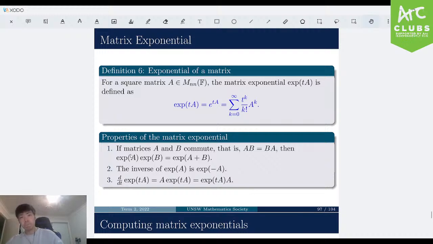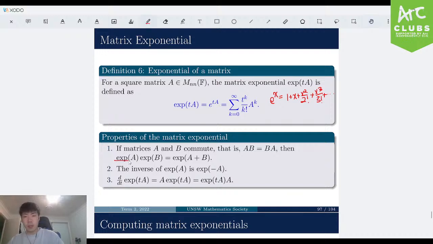Okay. So firstly, we define the exponential of a matrix as just being the Taylor series expansion. Recall, usually when you have e to the power of x, it's going to be 1 plus x plus x squared on 2 factorial plus x cubed on 3 factorial, and so on. For e to the power of tA, we just replace all the x's with tA. Okay, that's it.